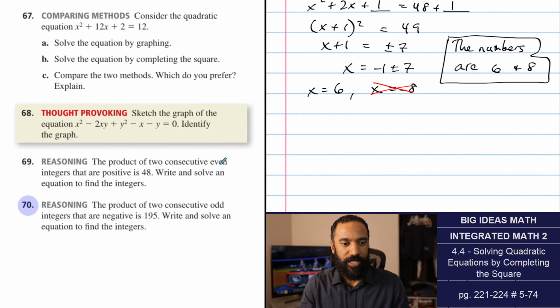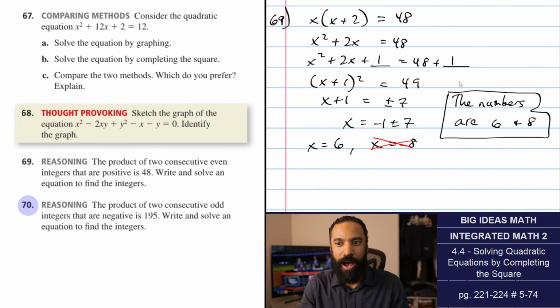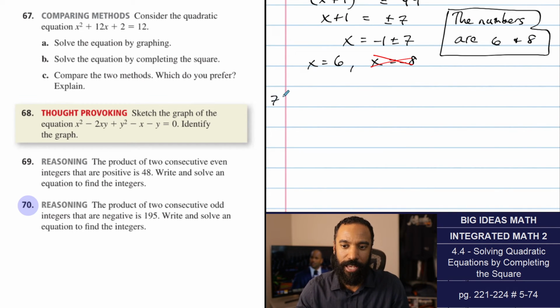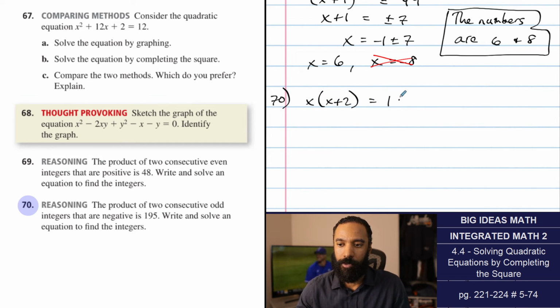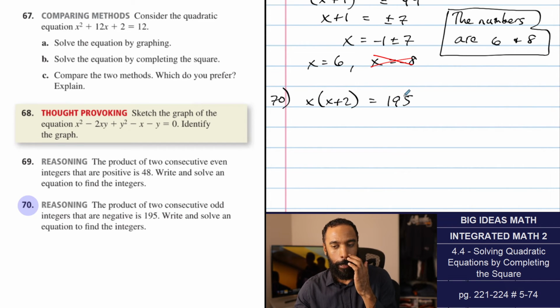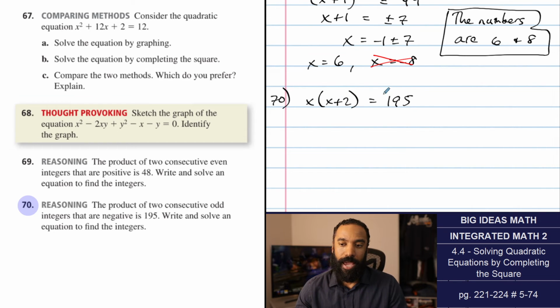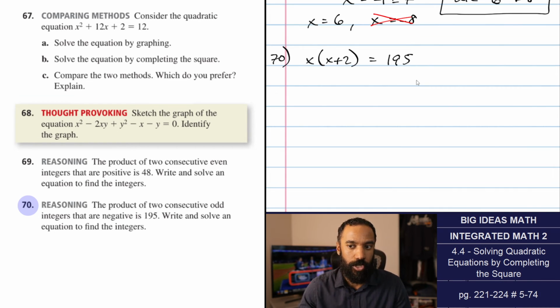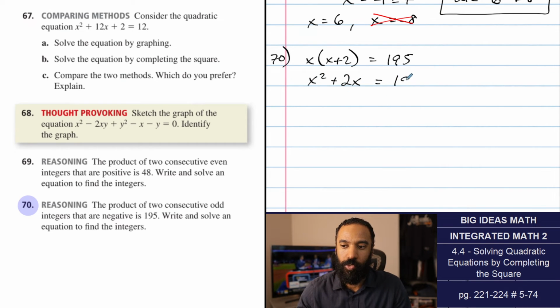Okay, let's try again. Number 70. The product of two consecutive odd integers that are negative is 195. So same as the last problem, where you have some number times some number that's 2 greater. Now, when you multiply, you get 195. And once again, the fact that they're odd lets you know that there's a difference of 2 between them, and the result will be odd. But we're going to choose the negative result from this, because it's a quadratic that will probably be 1 positive, 1 negative. So x squared plus 2x is 195.